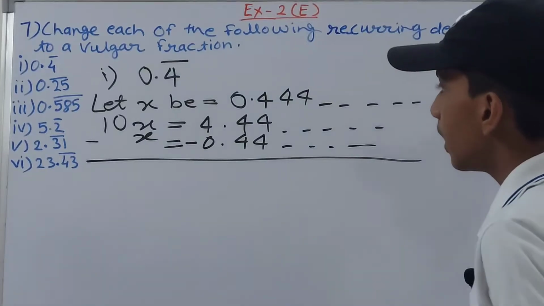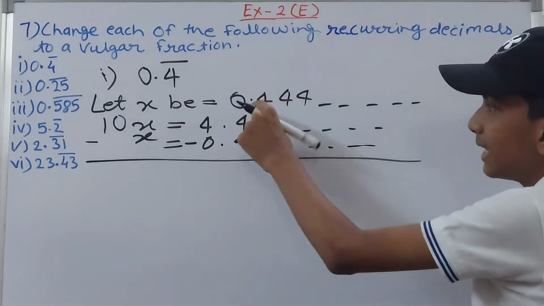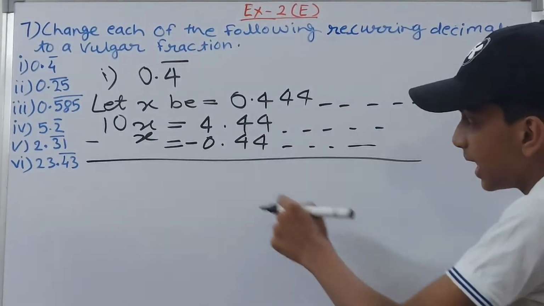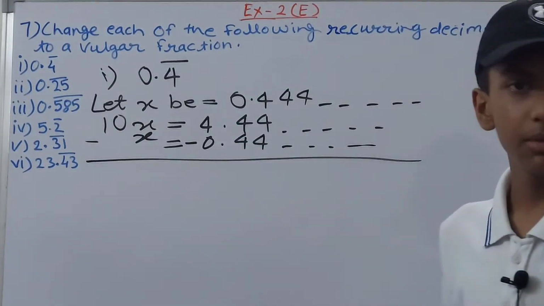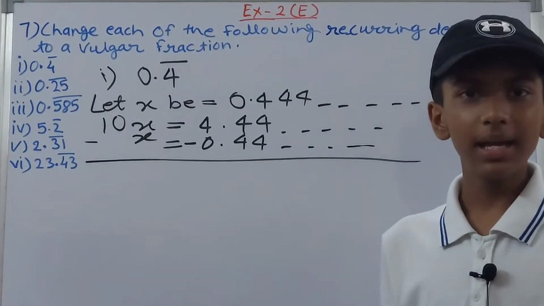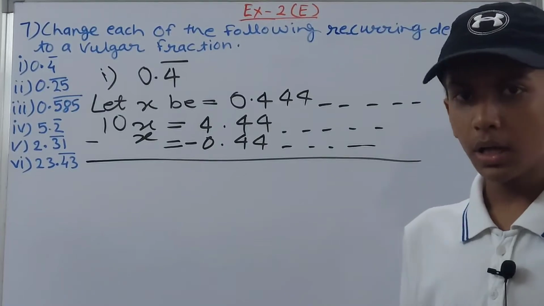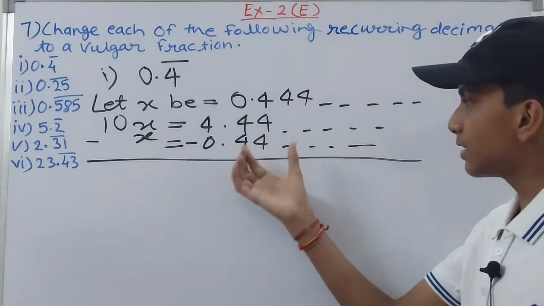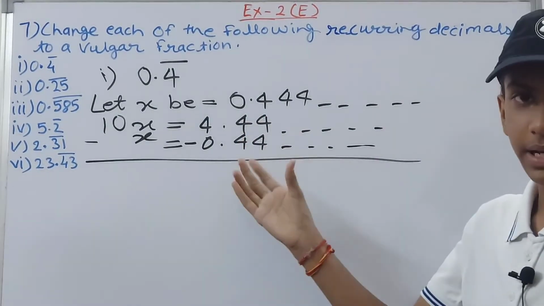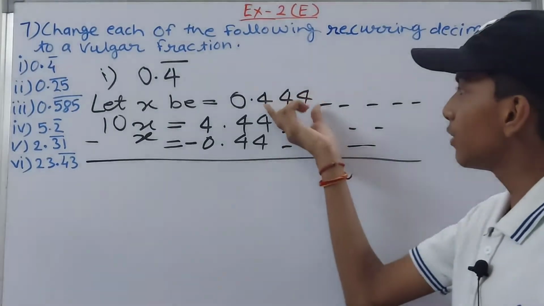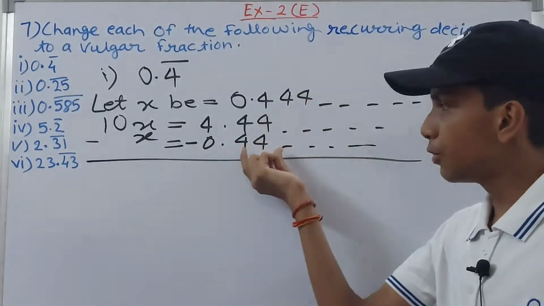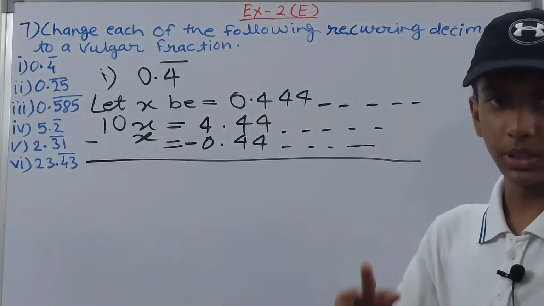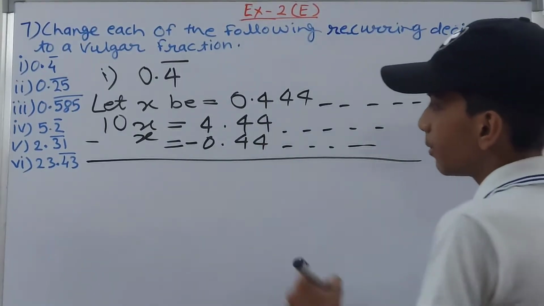One more thing: you can see that x had 3 decimal places and here I have taken only 2 decimal places. This is to make the subtraction easy. It is not necessary, so if you have written 3 places here, you can put 2 places here only. That's okay. And now we will do the subtraction.